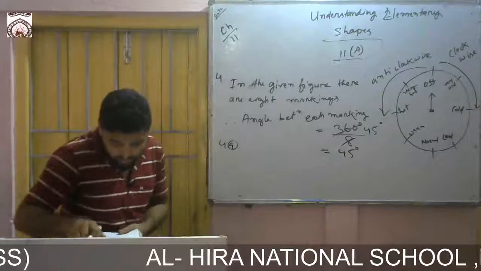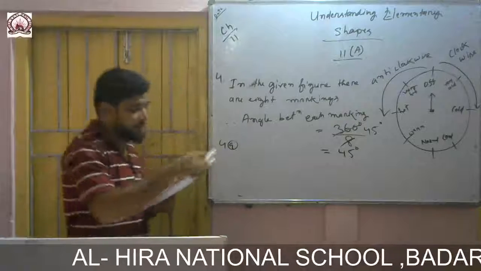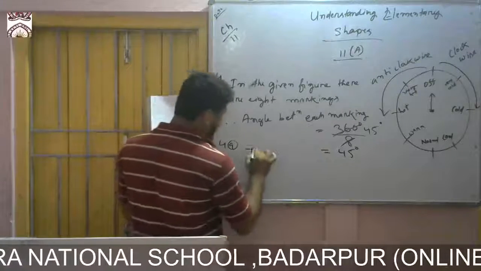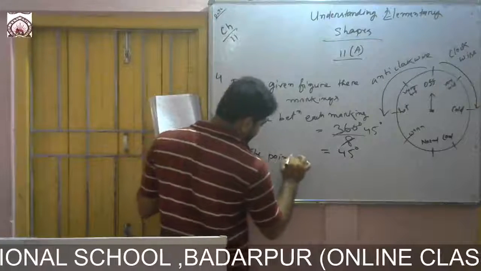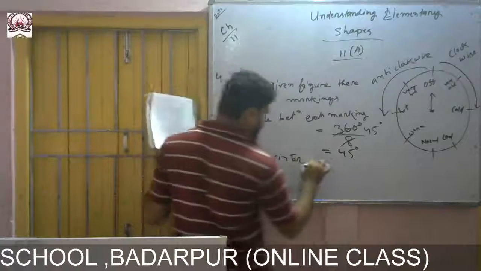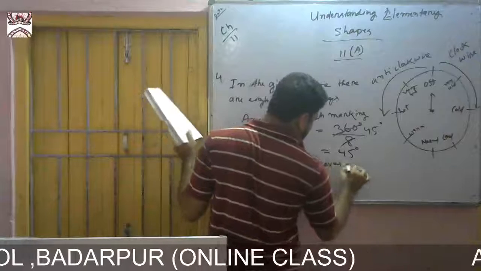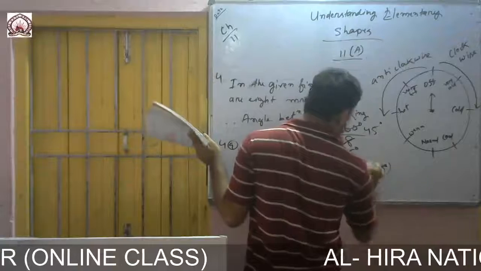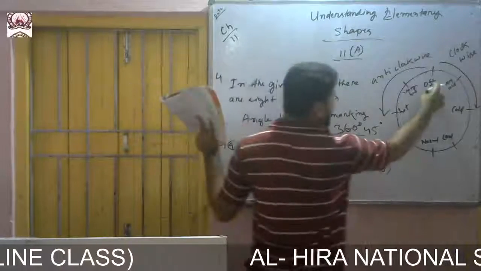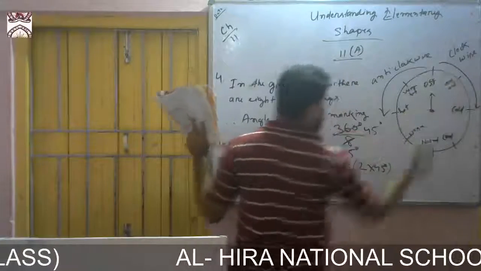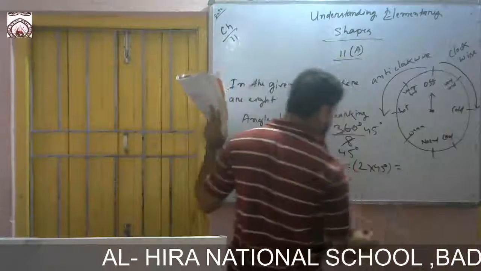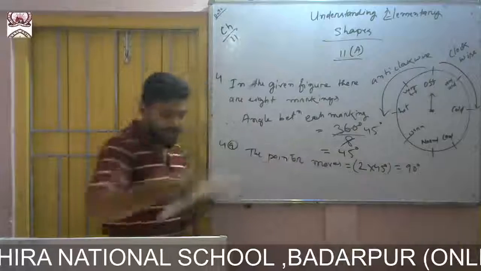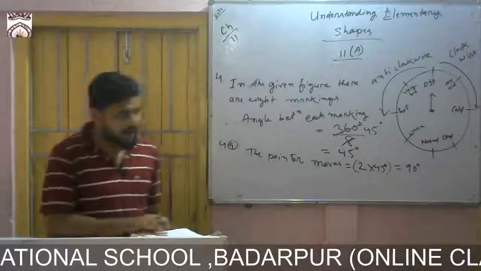Given in the question, how many degrees does the pointer turn when it moves? The pointer moves equals 2 into 45. Why 2? Because to reach cold there are 2 markings. So 2 into 45, it is 90 degrees. Okay. It is 90 degrees.